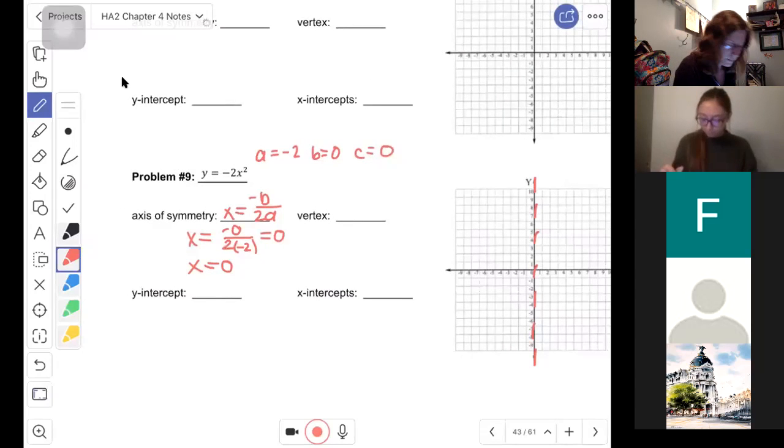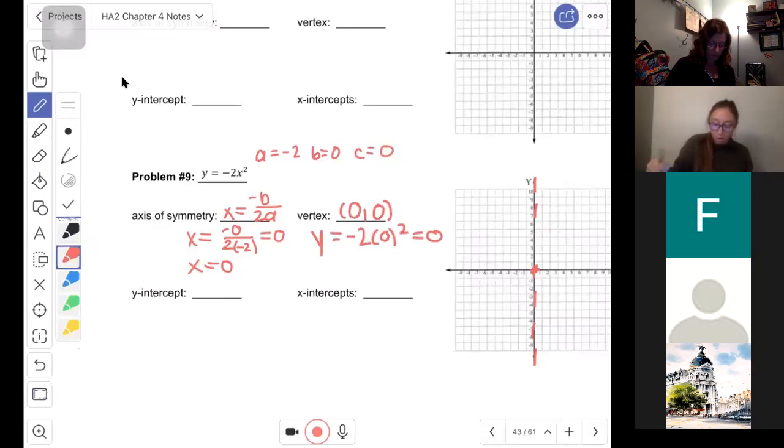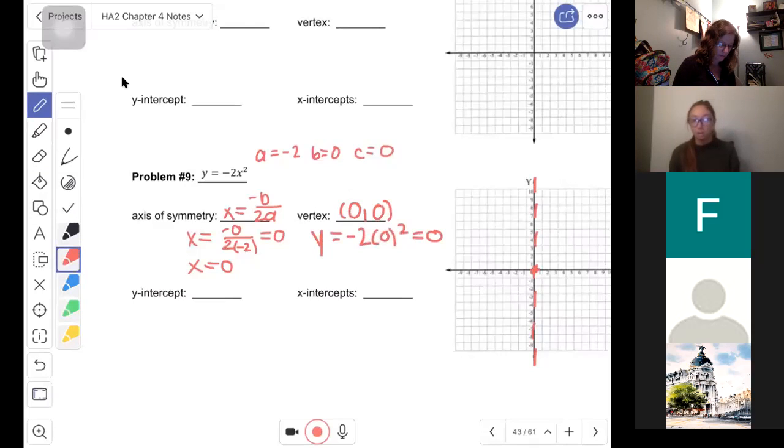Next, our vertex. We're plugging in x equals 0 into our function. So we have negative 2 times 0 squared. We end up getting 0. So our vertex is 0, 0. And that point falls right on that axis of symmetry line. So make sure you are drawing your axis of symmetry. It is a part of the graph. On last night's homework, I saw a lot of people didn't have this axis of symmetry drawn. You must draw it. It is a part of the graph. First thing I would do once I find that axis of symmetry, I'd go ahead and draw that dashed line. And your vertex falls right on that axis of symmetry.